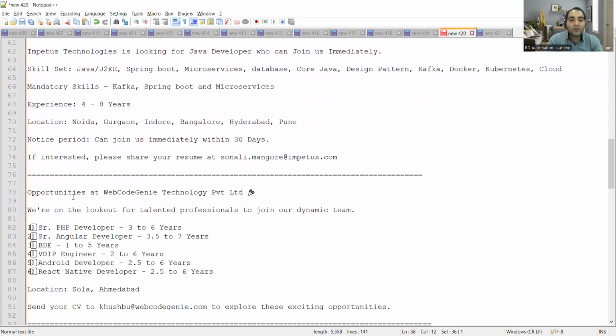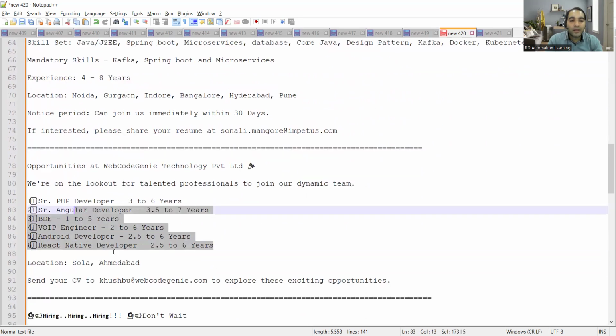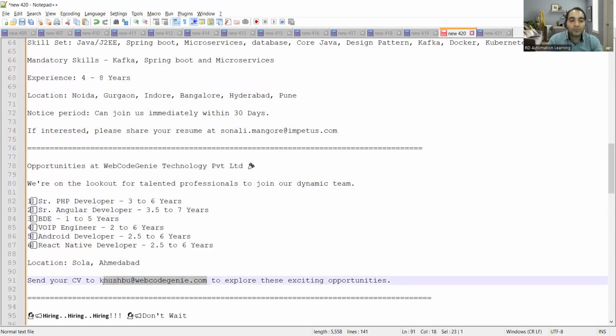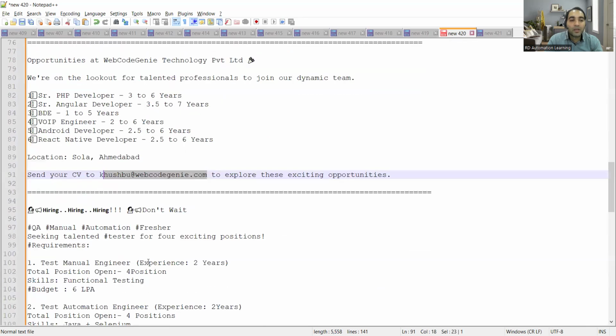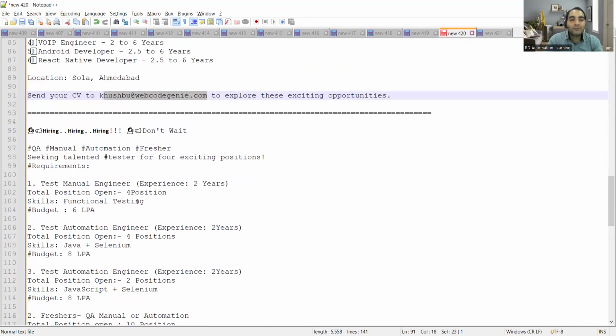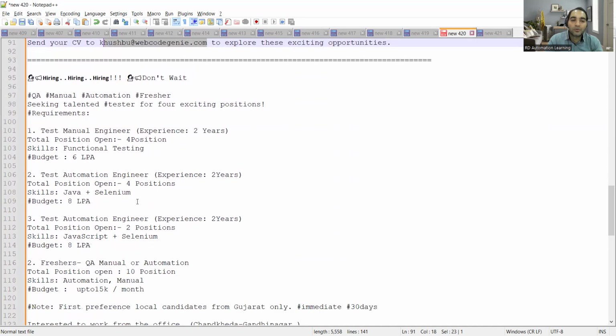Then there is an opportunity at Webcode Genie Technology Private Limited. There are multiple job opportunities, and you can apply to this particular email address. Location is Ahmedabad. Then there's a hiring for freshers as well as for manual testers, automation testers. So both freshers for manual as well as for experienced. So you can see test manual engineer experience required is 2 years. Total positions open is 4. Budget would be 6 lakhs per annum.